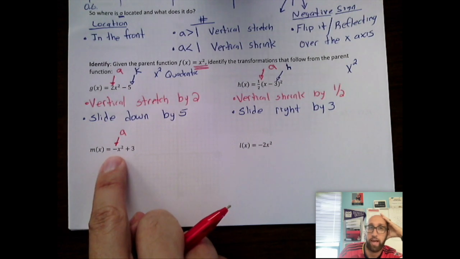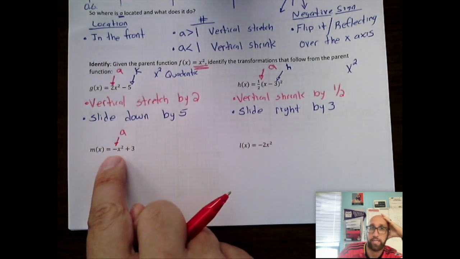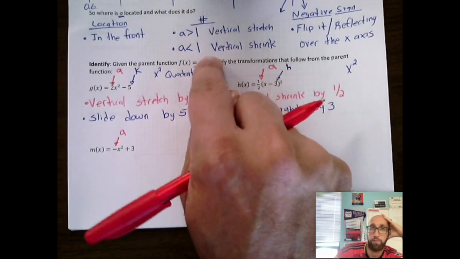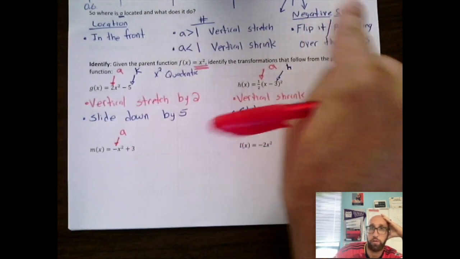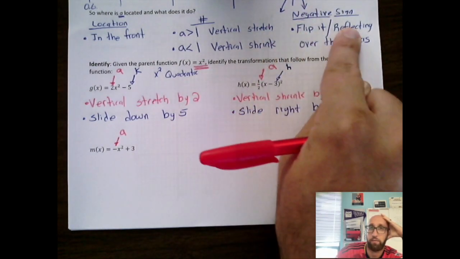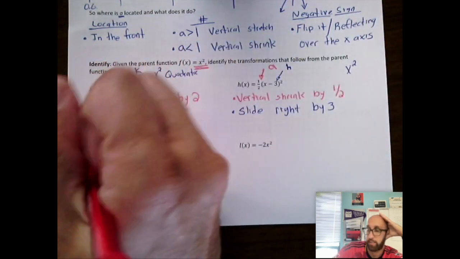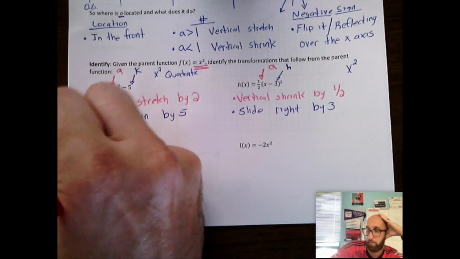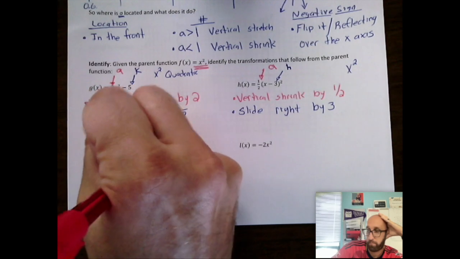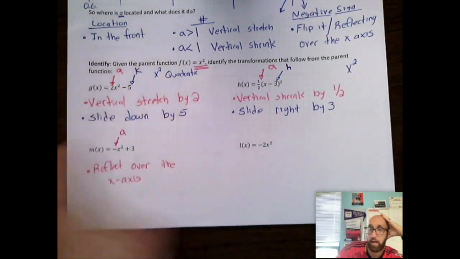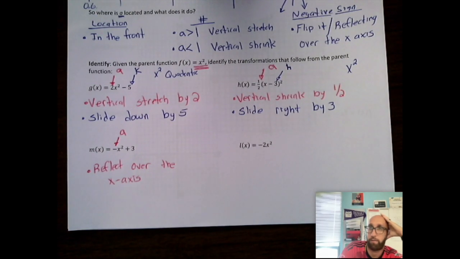So when I look at the A position out front, I see a negative sign. So I do not need to worry about a vertical stretch or vertical shrink. I just go straight over here to, hey, I see a negative sign. And what I know is it is going to flip it, or reflect over the x-axis. So I'm going to write that down. Reflect over the x-axis. That explains the front number.